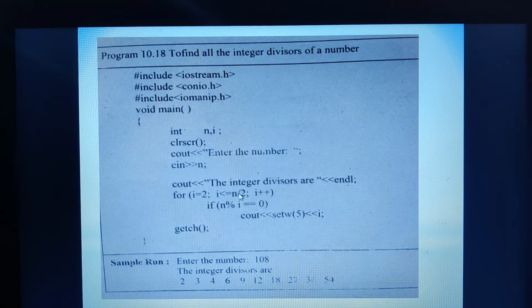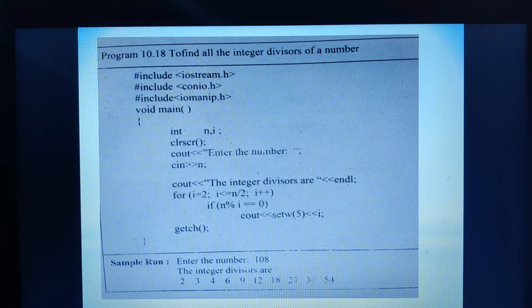Suppose I am entering 20, 20 divided by 2 is half. Its divisors will be within the half of that given number. Therefore, I will be getting here 10. And how should my loop be incremented? It should be incremented by 1. On satisfying this condition, what am I checking? Integer divisors mean the number has to be completely divisible and the remainder should be 0.